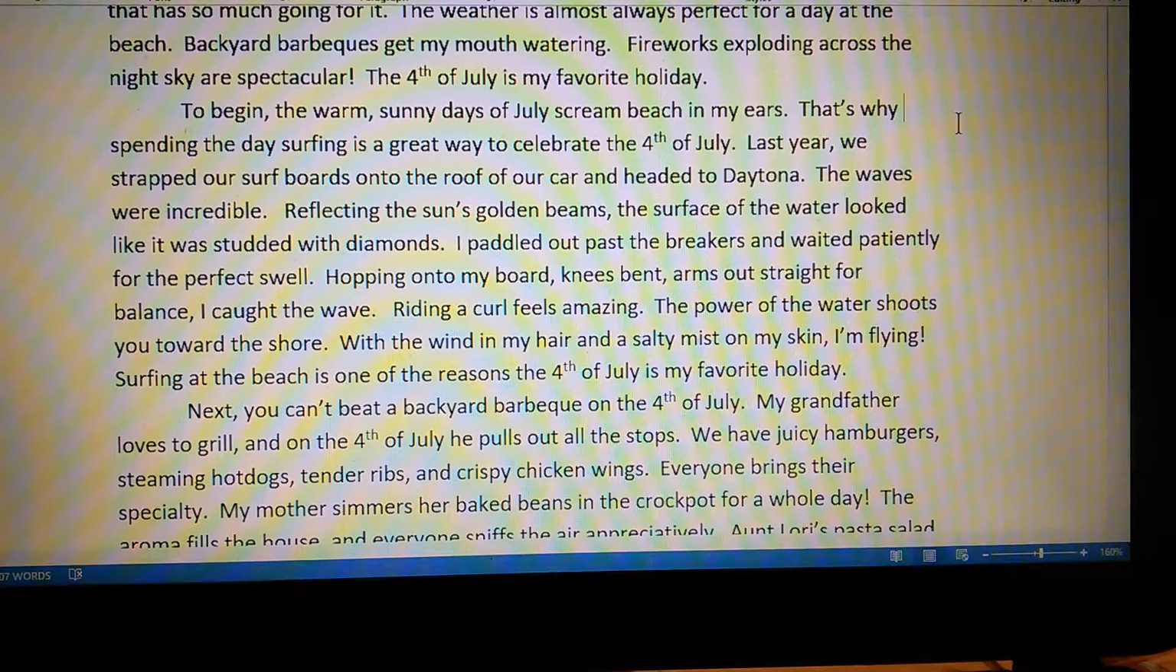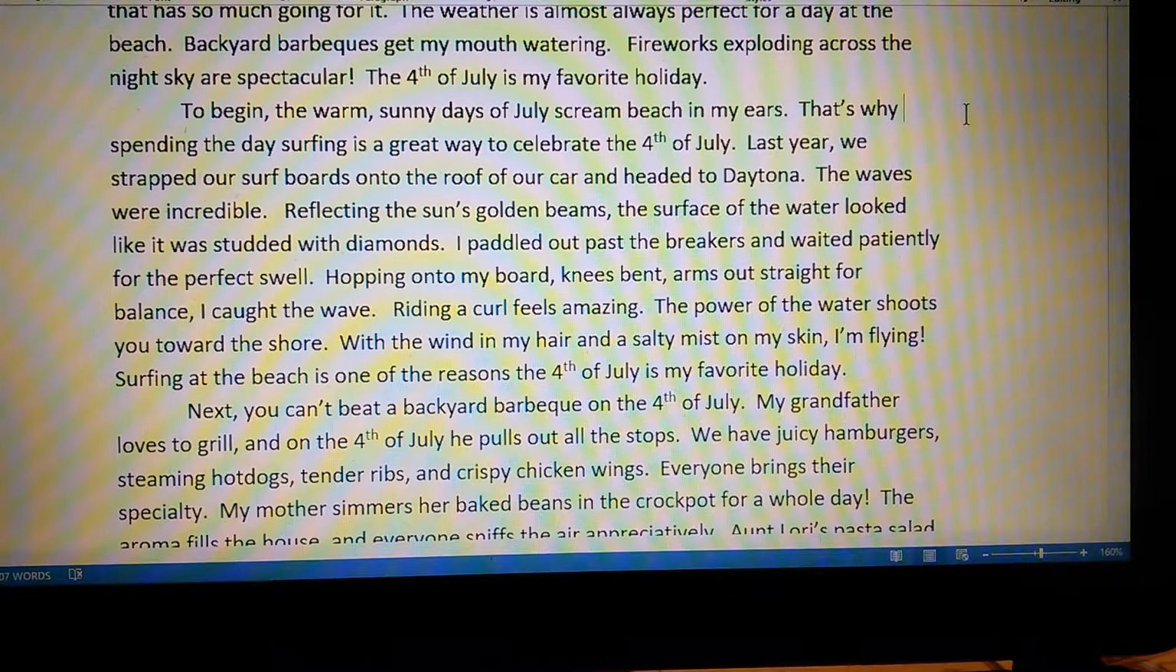In this case, we have, following our main idea sentence about going to the beach, the weather is beautiful on the 4th of July to go to the beach. The writer has elaborated by saying that's why spending the day surfing is a great way to celebrate the 4th of July. Last year, we strapped our surfboards onto the roof of our car and headed to Daytona. The waves were incredible. Reflecting the sun's golden beams, the surface of the water looked like it was studded with diamonds. Notice the simile here.